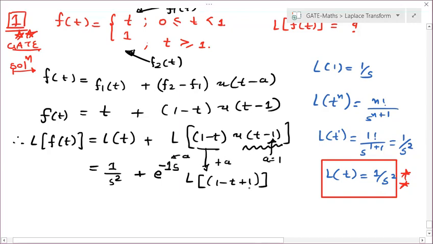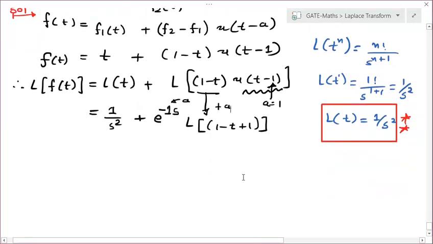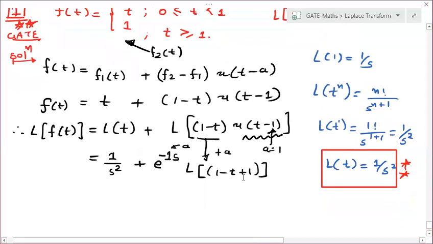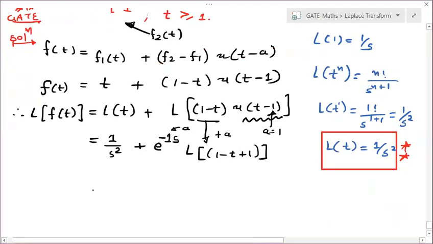Now, 1 plus 1 will become 2 minus t, right? Wait, have I made any mistake? T and 1, yes. 2 minus 1 will become 1 minus t only, yes, 1 minus t. So this will be 1 by s square plus e to the power minus s. Now Laplace of... wait. Yes, this is my mistake. This is a common mistake that students make, and I have done it once again.